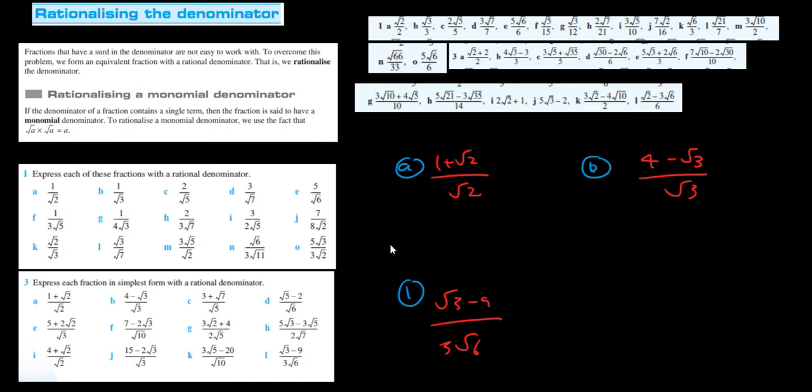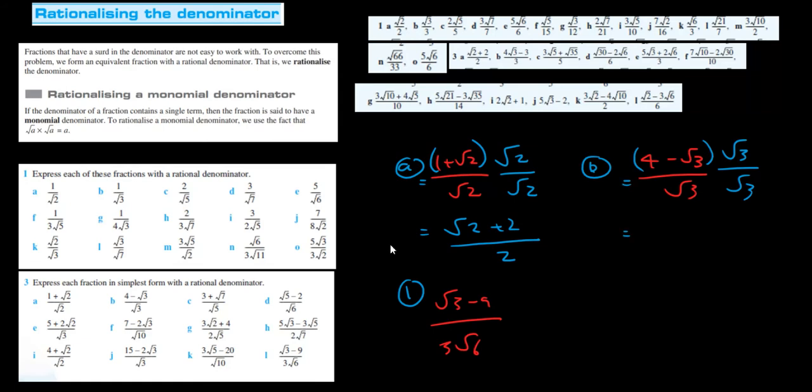Okay, so hopefully you've done that now. I'm going to put a bracket around here and I'm going to multiply by root 2 over root 2. So this is going to give root 2 plus 2 all over 2. I'm going to put this in brackets. We're going to multiply by root 3 over root 3. This gives 4 root 3 subtract 3 all over 3.